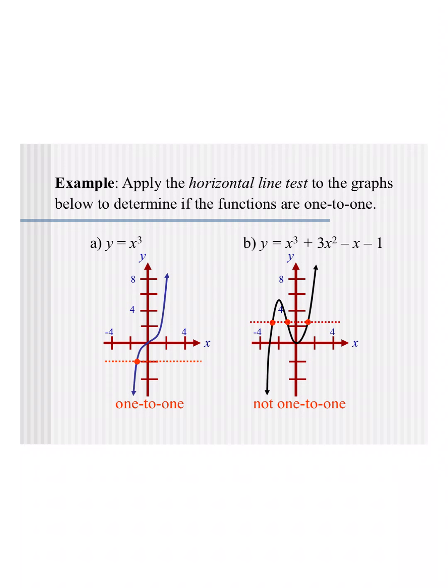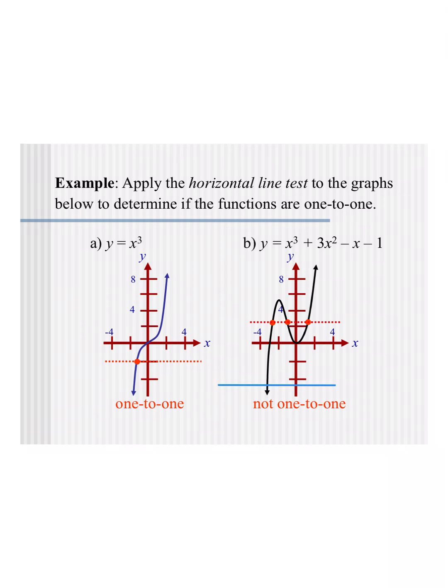If you look at our first function, a, we have y equals x cubed. We have the graph down below. I'm going to draw a horizontal line here, doing my best to make it horizontal, and I'm going to basically just drag it. Every time I drag it, it's only crossing the curve at exactly one point. Since I can't cross the curve in more than one point, this is definitely one-to-one.